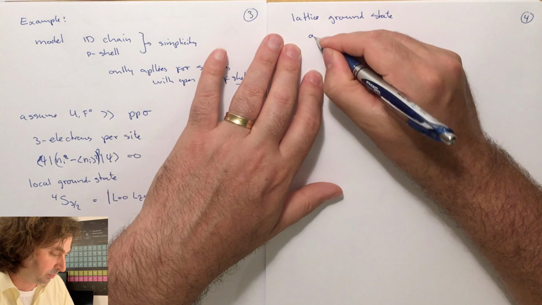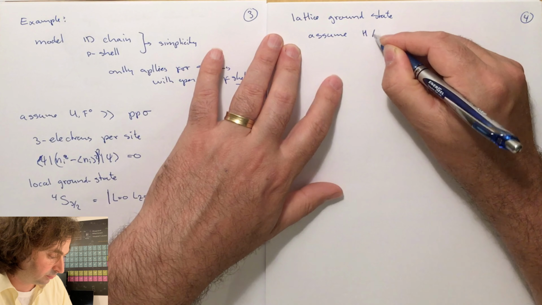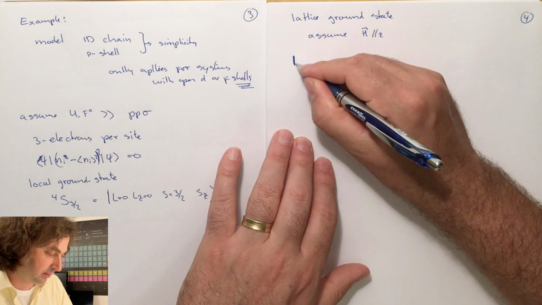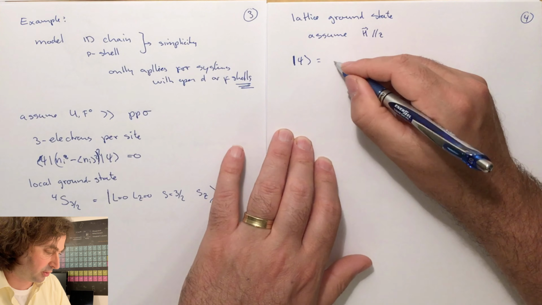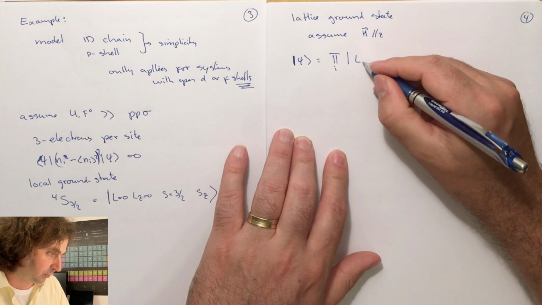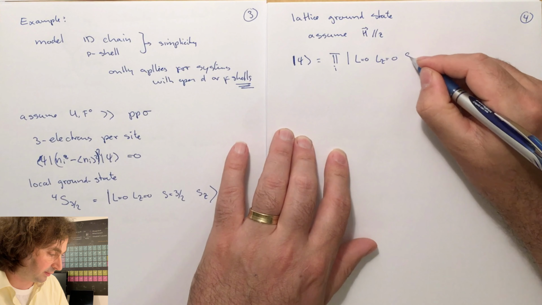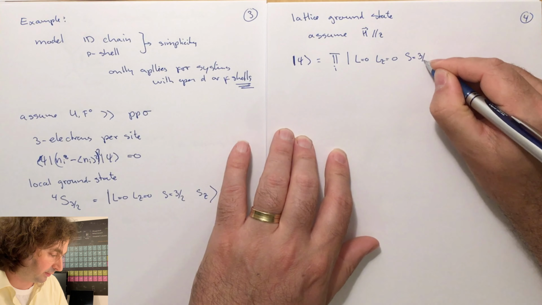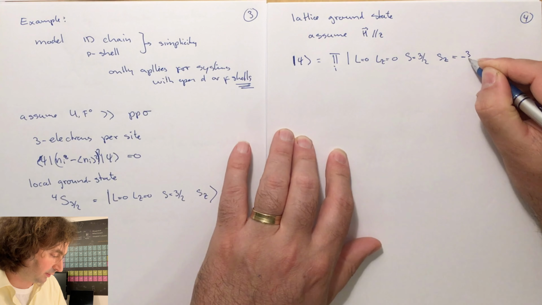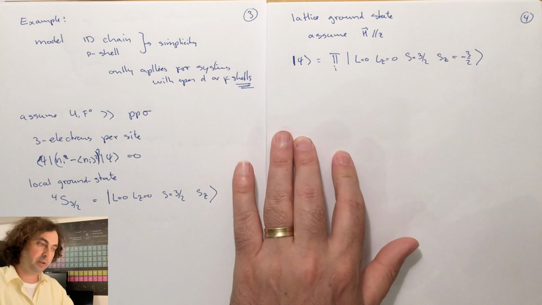And let's assume a magnetic field, such that the lattice ground state wave function is given as a product state of all sites, where on each site I have the ground state atomic multiplet. And in this case Sz is minus 3/2. So we are magnetically ordered.